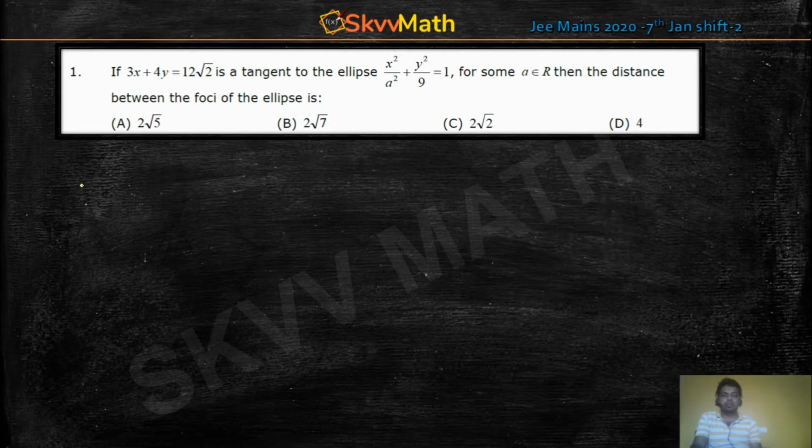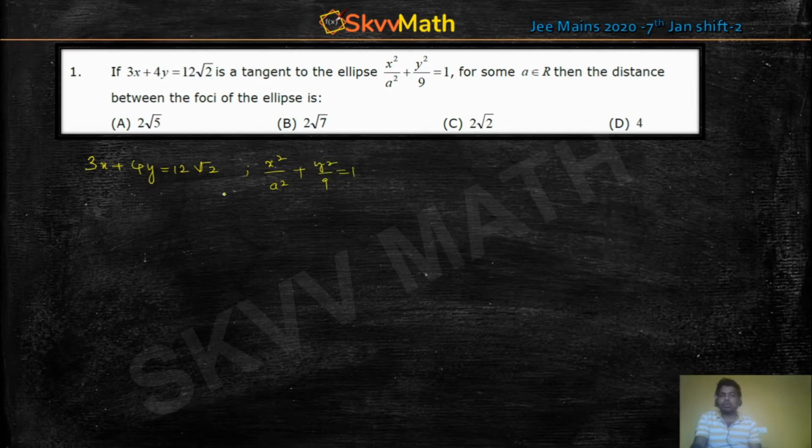We'll start today JEE Mains 2020, 7th January shift 2 problems. Here is the problem from the ellipse. What is the question here? The question is: 3x plus 4y equals 12 root 2 is a tangent to the ellipse. The ellipse given is x square by a square plus y square by 9 equals 1.